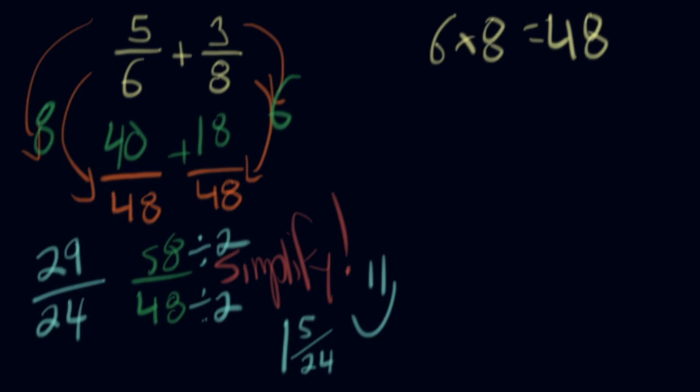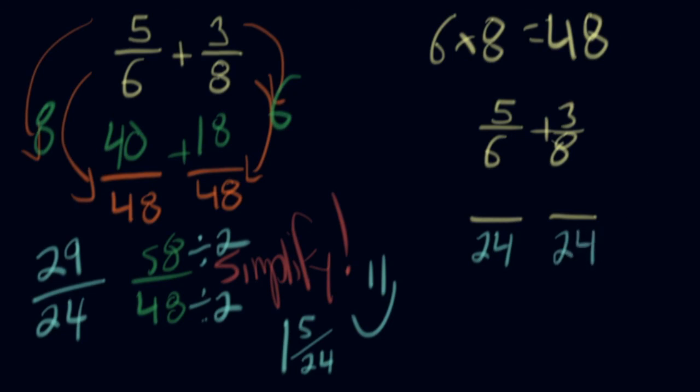Now, maybe you instead said, I want to use the LCM. 5/6 and 3/8. What is the actual lowest common multiple? Well, hopefully you know it's 24. And if you can actually get the LCM, it makes your life a little bit easier because you won't have to reduce and simplify as much.